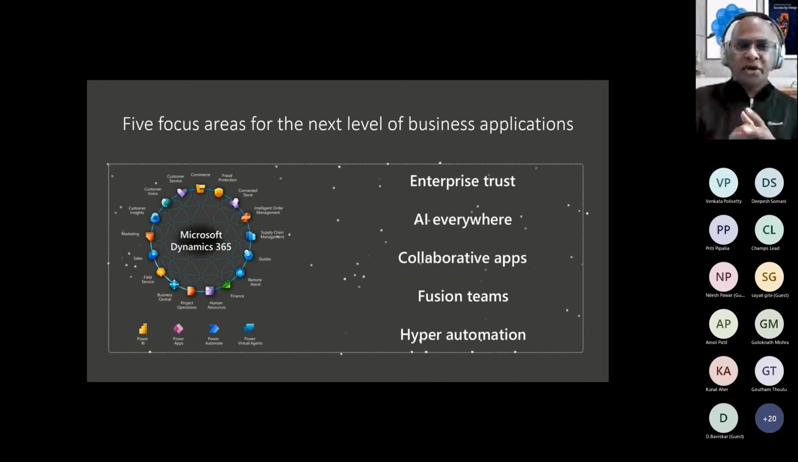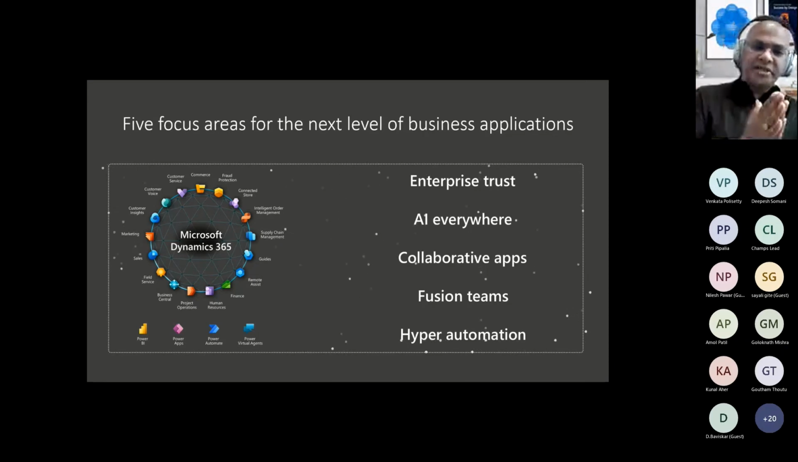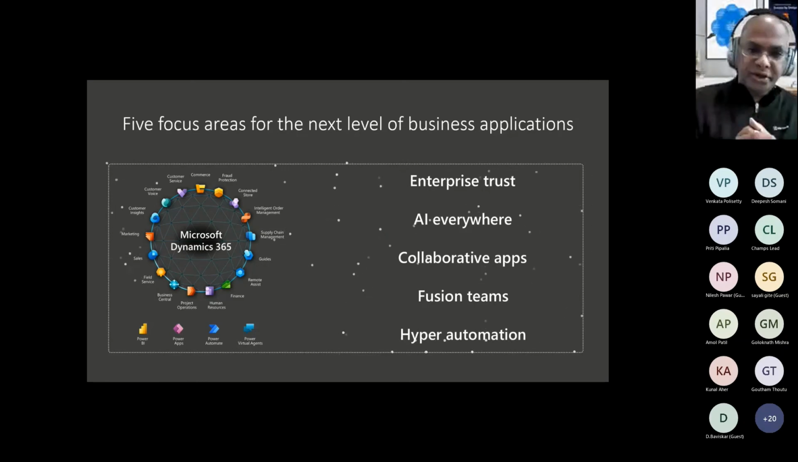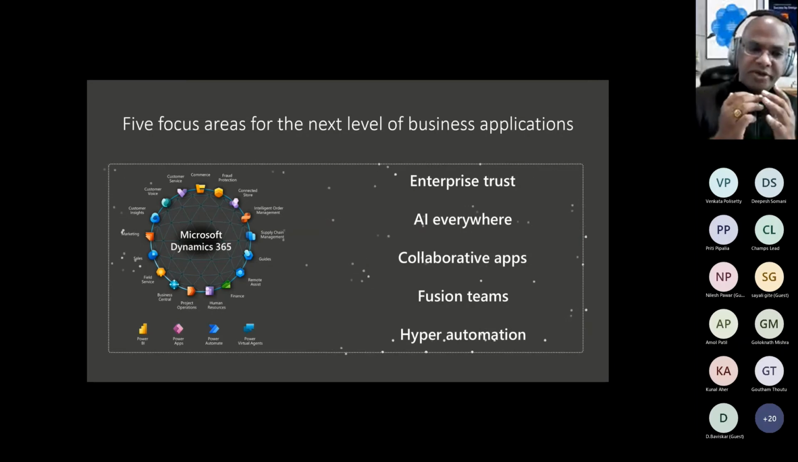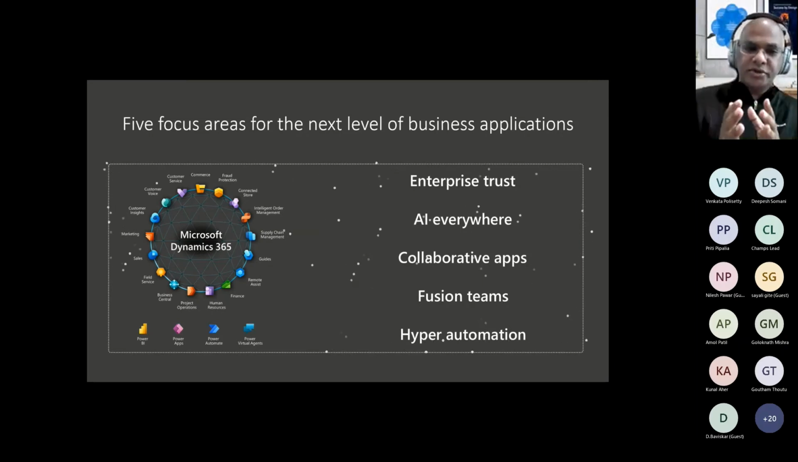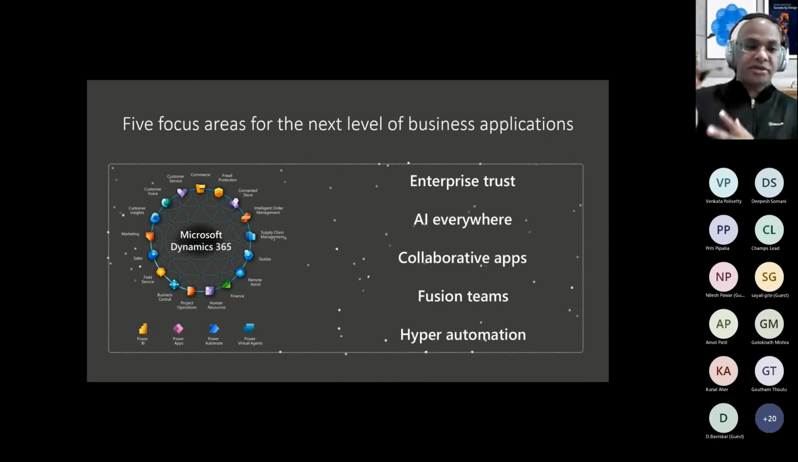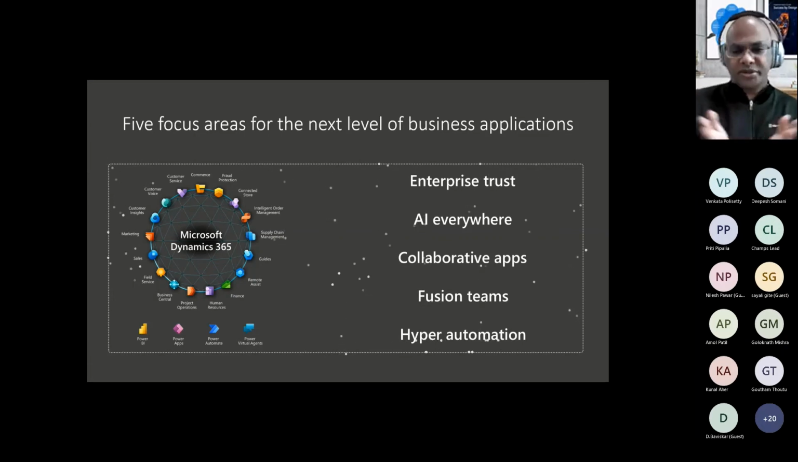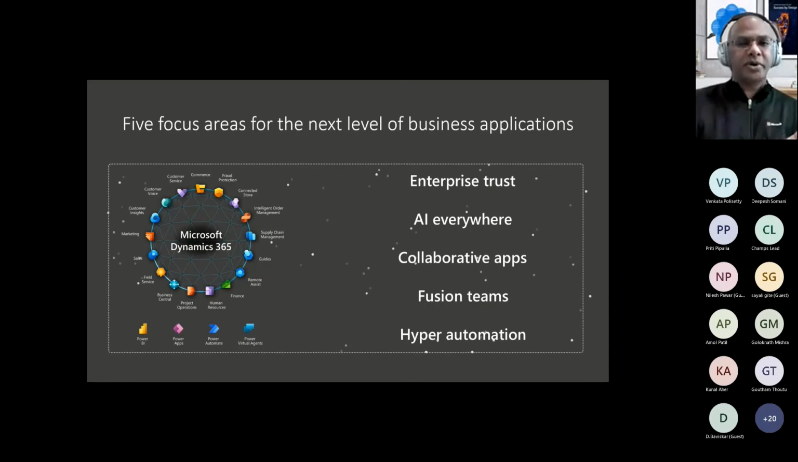And then AI everywhere, no doubt. It has to be AI in every data that you are capturing. There has to be AI support, and that is what we are working on. Collaborative apps: we have to ensure that the apps you are using today are not just on the web browser, but in Teams. Microsoft Teams has got even more importance in light of the pandemic, where we feel that the data has to be available through Microsoft Teams as well to get that level of collaboration. Fusion Teams and hyper automation are again more about collaboration and improving productivity, right?